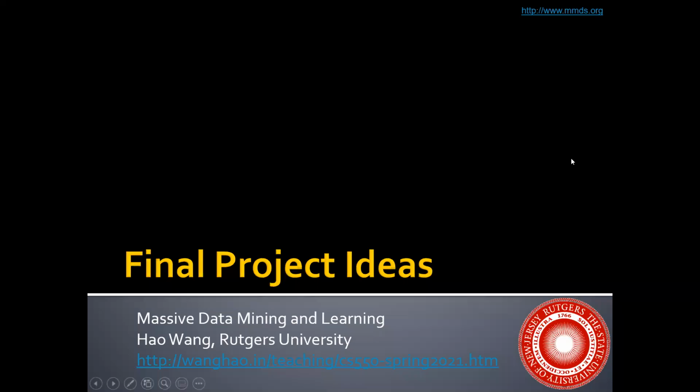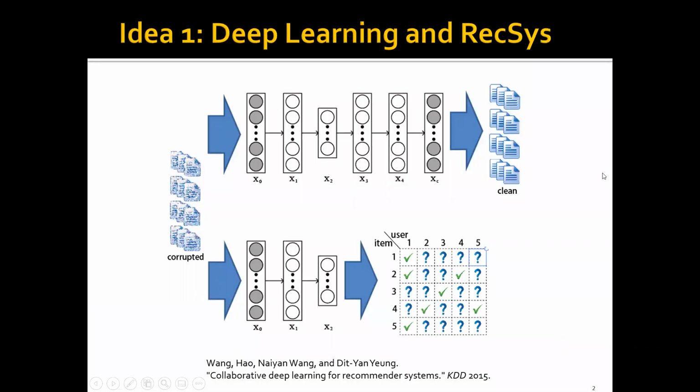So here we talk about several example ideas for our final project in this course. One of the ideas is about deep learning and recommender systems. Remember that previously we talked about a specific method called collaborative deep learning, where we combine a content-based method and a collaborative filtering-based method, and also later vector models, in order to significantly improve the performance of recommender systems and basically address both the cold start item problem and cold start user problem, right?